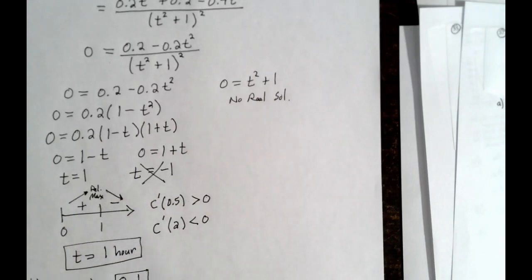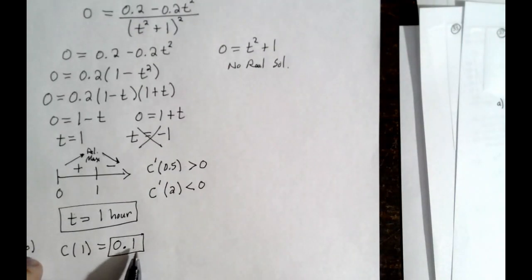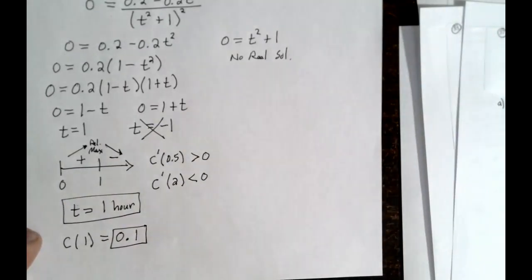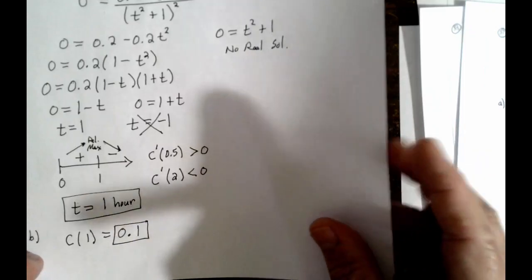It says find that maximum concentration. So you have to plug that t equals 1 into the original function, and you end up getting 0.1, whatever that is. It could be grams, could be ounces. You don't know what the measurement is. They don't give it in the question.